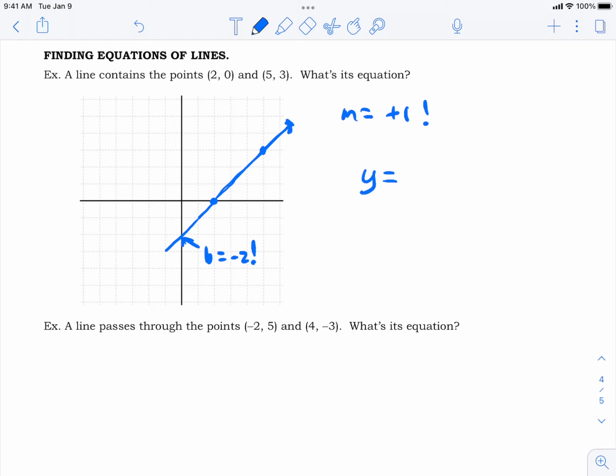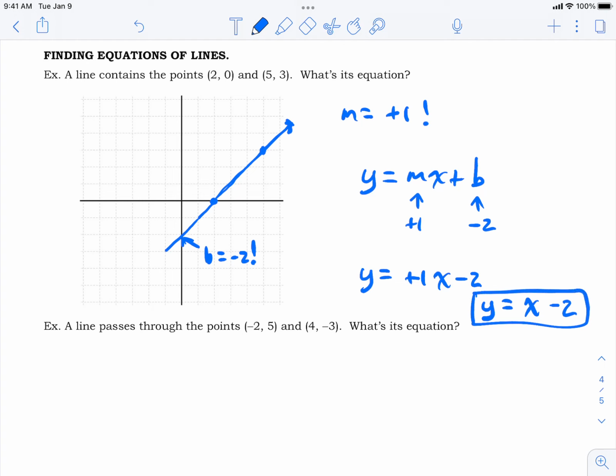What's the equation of a line now? It's mx plus b. Well, I know that the m is a +1. I know that the b is a -2. And so that tells me that the equation of the line is this. Which, if you want to write it a little more simply, you don't have to say +1 times x. You could just say x. It means the same thing. So look at that. Wasn't that nice?